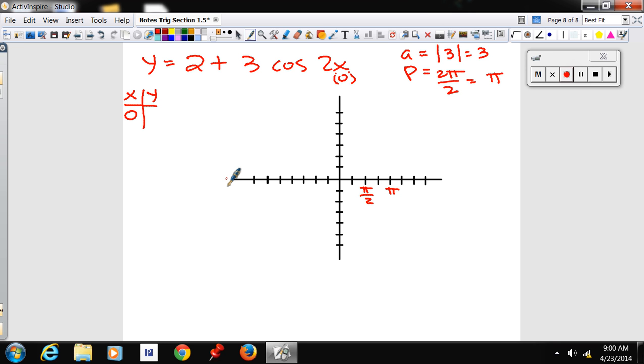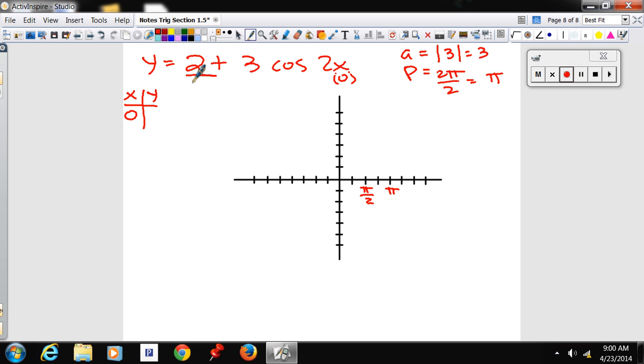What is 2 times 0? 0. Do you remember what the cosine of 0 was on your chart? 1. It was 1. Remember, cosine always starts at a maximum. So the cosine of 0 is 1. What's 1 times 3? 3. So normally I would put a 0 in and I'd get a 3 out.